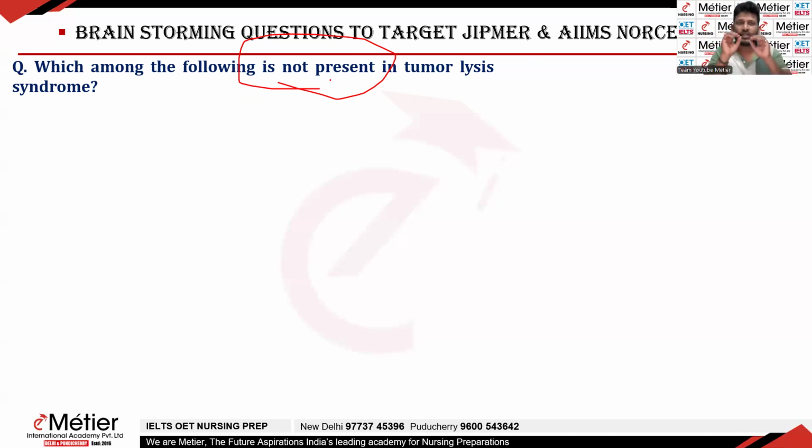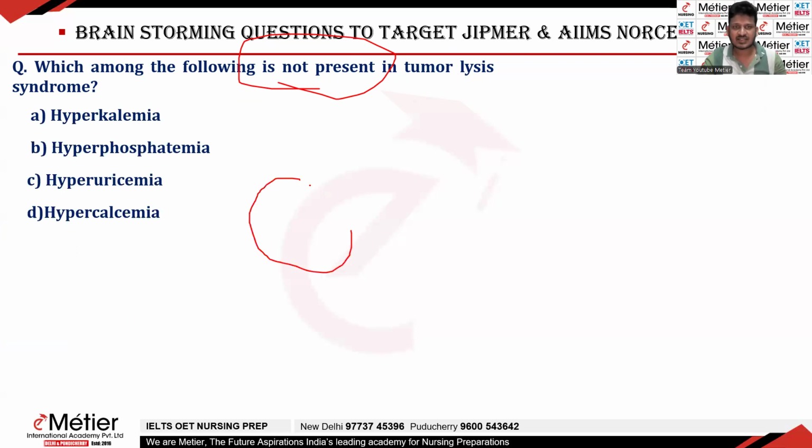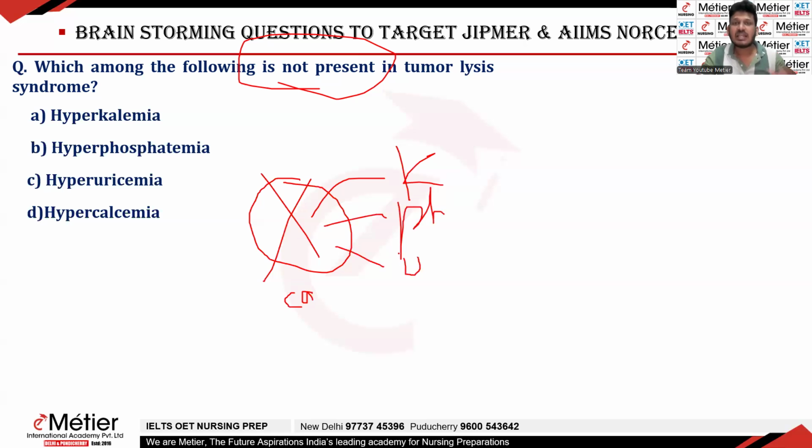In this question, we need what is not present in tumor lysis syndrome. Let's see the options: hyperkalemia, hyperphosphatemia, hyperuricemia and hypercalcemia. As I mentioned, consider this a cancer cell. If the cell is damaged and broken, what is released? Potassium is released. Second, phosphate is released. Third, if the DNA and RNA are broken down, uric acid is released. Everything is released inside the blood vessel.